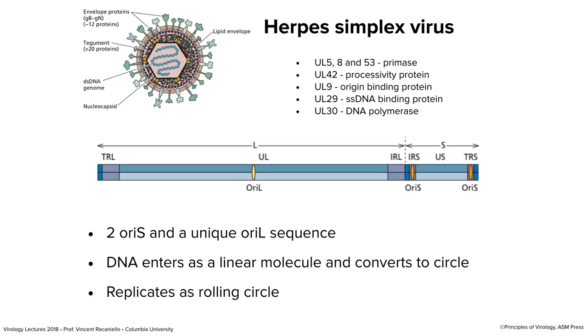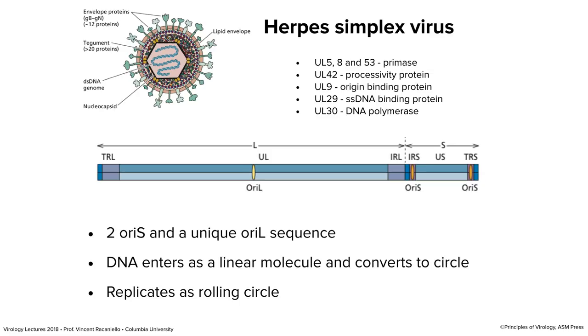But herpes encodes primases, three different enzymes, three different proteins that are primase that make RNA primers. A processivity protein. Processivity simply means that a polymerase has a greater chance of going the entire distance than falling off. If an enzyme has low processivity, it quits a lot. If it has high processivity, it keeps going. And that can be determined by ancillary proteins. We have an origin binding protein. So this would be analogous to T antigen. We have a single-stranded DNA binding protein, which you've seen at work for adenovirus, and the DNA polymerase itself.